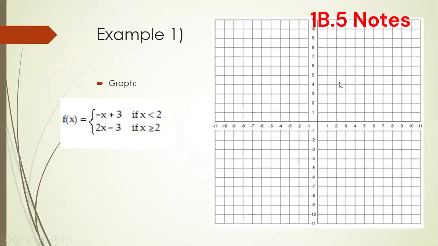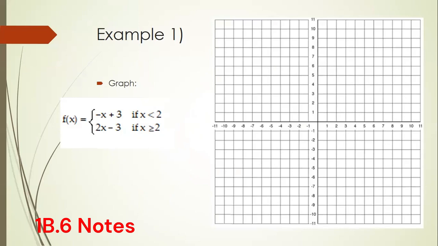Graph is either going forever to the left or forever to the right. That's why it's called infinities. So our first example that we have here is f of x equals negative x plus 3 if x is less than 2, or 2x minus 3 if x is greater than or equal to 2.